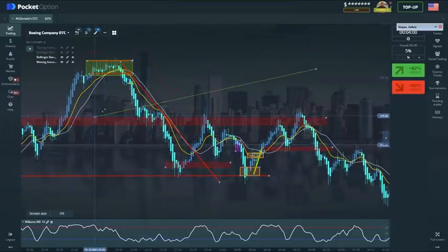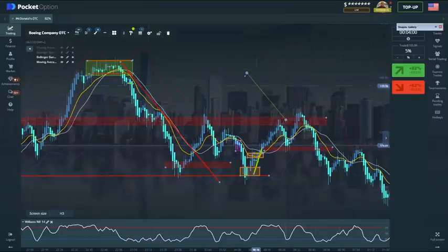I'm going to get a trend line and I'm going to show you something. I'm going to show you how equilibrium works. Look at this. We got this right here.